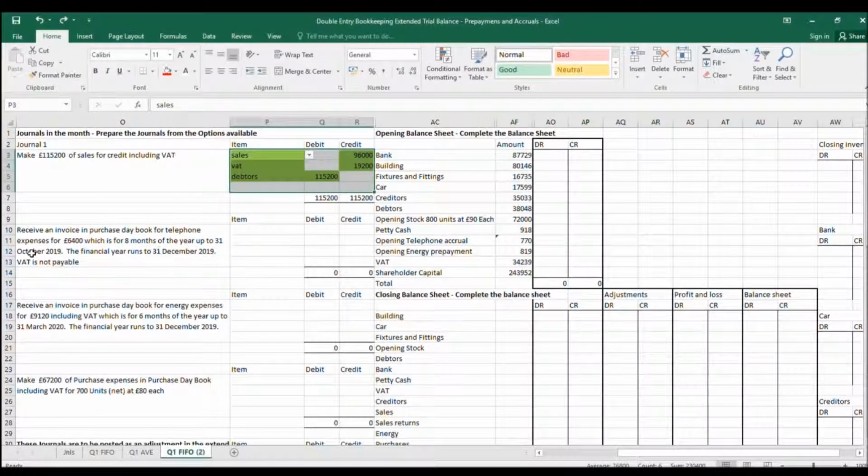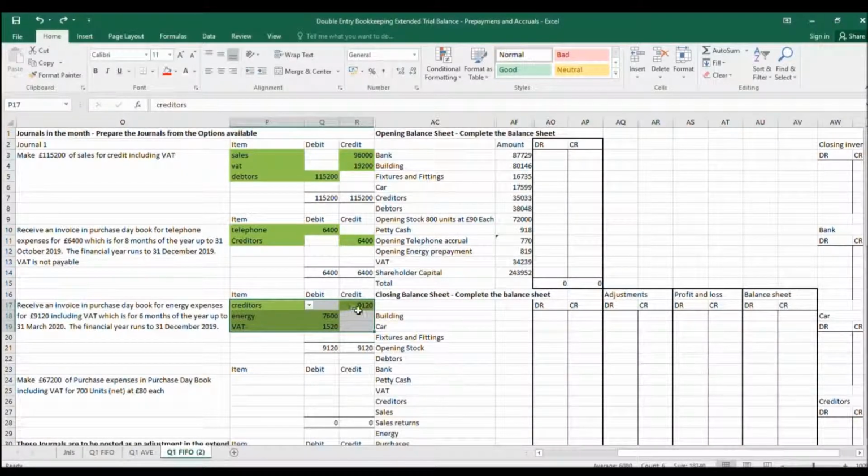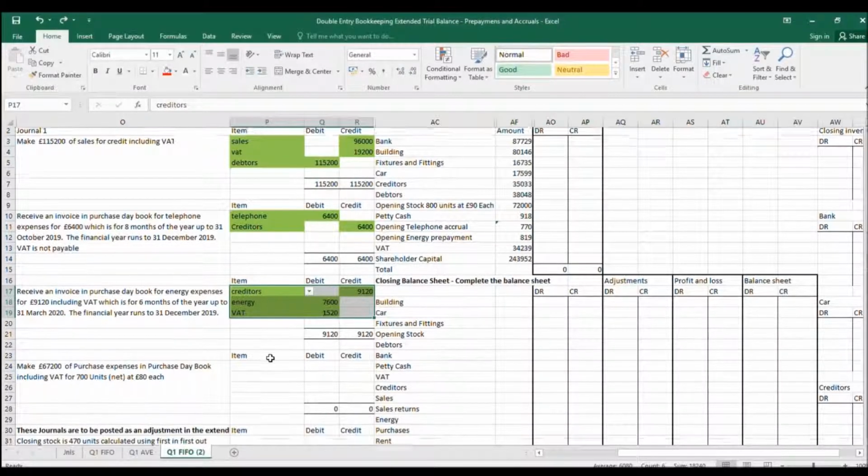It's given some information about timings here, but we don't need that at the moment because we're not doing the accruals yet or the payments yet. And the VAT is not payable. Okay, so that will be debit the telephone expenditure, credit creditors. Receive an invoice in the purchase day book for energy expenses for 9,120, including VAT, which is for 6 months. Okay, so don't need to worry about the prepayments or accruals yet. Includes VAT though, so that's a different figure there. So we've got some VAT in here. So we credit the creditors with the 9,120, and the energy is the net of the VAT figure.